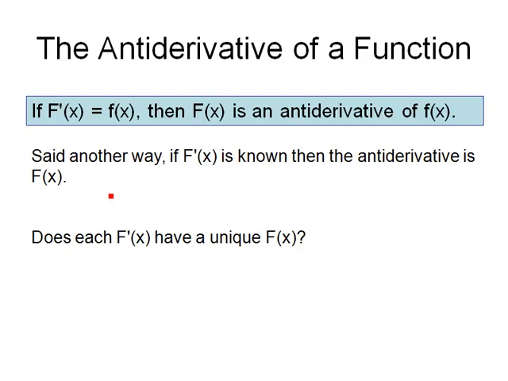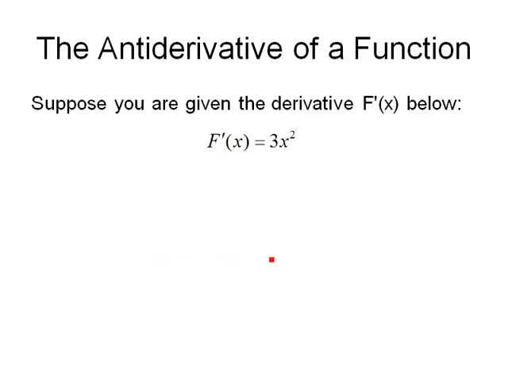Now, the first thing that comes up is, does every capital F prime of x have a unique f of x? In other words, if we know the derivative, is there only one antiderivative? Well, suppose we're given the derivative f prime of x that we see down here below, that f prime is 3x squared. What must be the antiderivative of that?